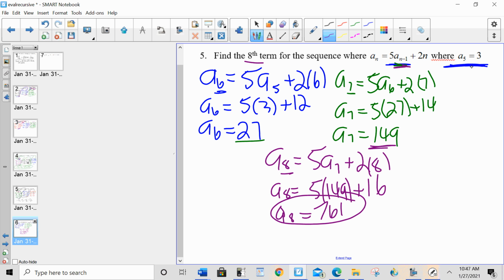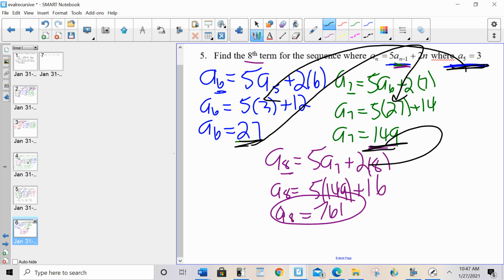And again, whenever I finish going over a problem, I feel like it helps to visualize. I'm taking the 5th term, plugging it in to find the 6th term. I'm taking the 6th term, plugging that in to find the 7th. I'm taking the 7th, plugging that in to find the 8th. And I'm substituting it in to that a sub n minus 1, because a sub n minus 1 means the previous one.